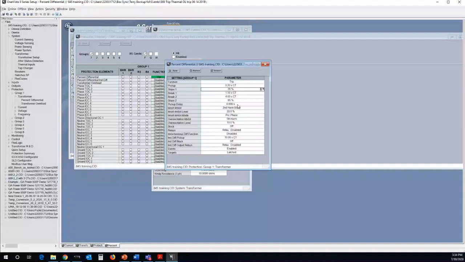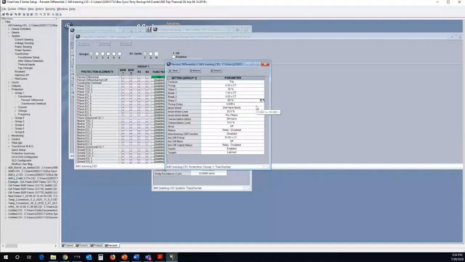This is what I would prefer to leave this at if I have not done the very difficult calculations to see how my CTs perform and see where I need to do this. These are very conservative settings, and unless I have company standards that dictate me to change those, or I have done those other calculations, I would recommend leaving them. Slope 2, 95%, that's the default. I'd probably change that to around 85%.